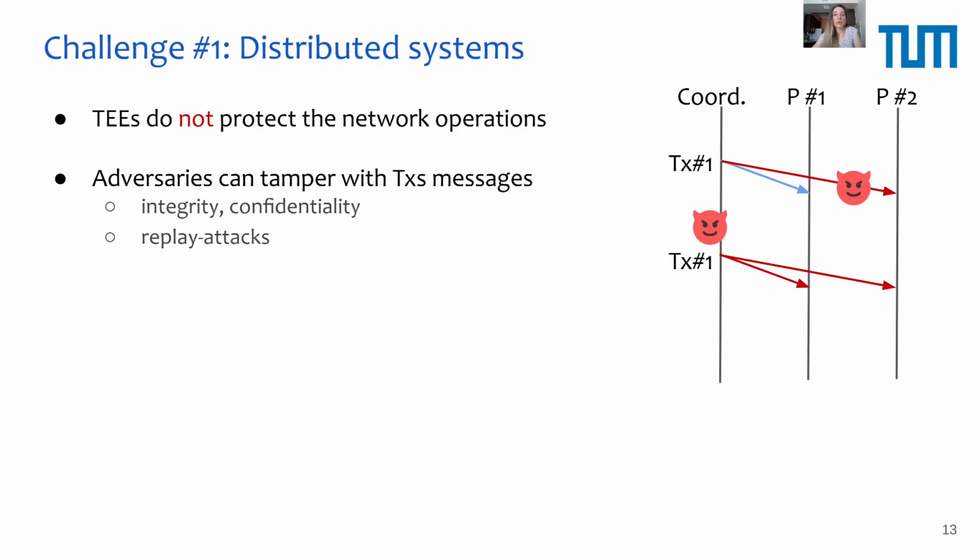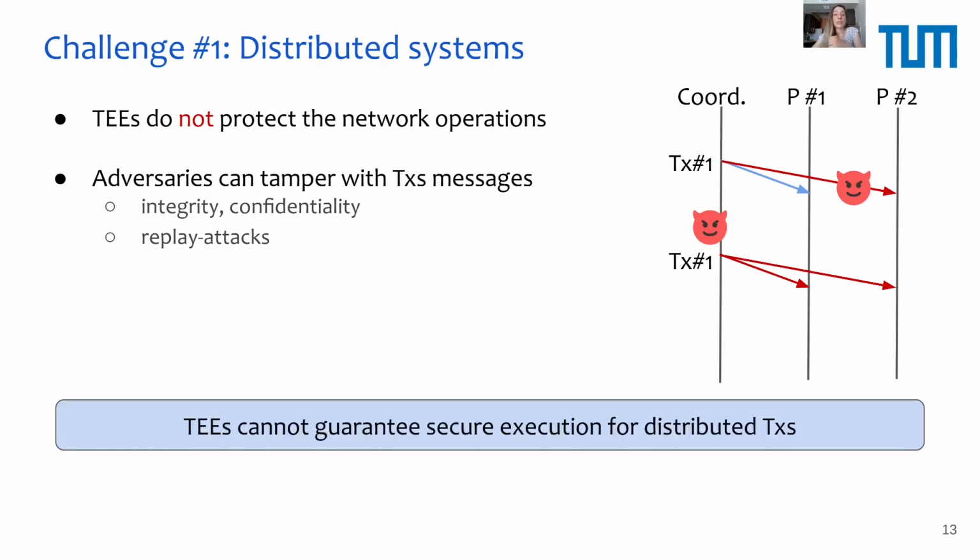Therefore, as they cannot protect the network operations, the adversaries can compromise the integrity and the confidentiality properties of the transaction messages, but they can also violate consistency properties by double executing already committed transactions through replay attacks on the network. Therefore, we see that trusted execution environments cannot be applied out of the box to guarantee secure execution for distributed transactions.